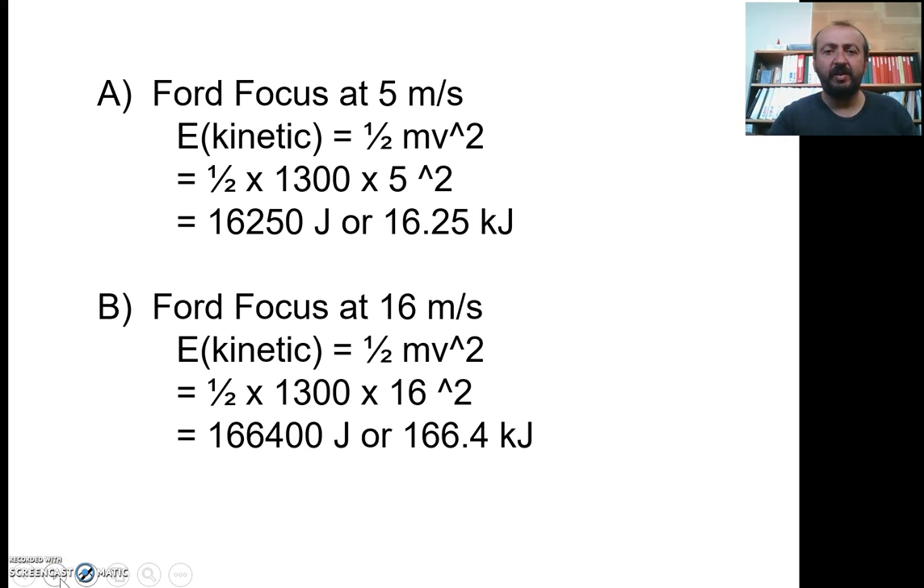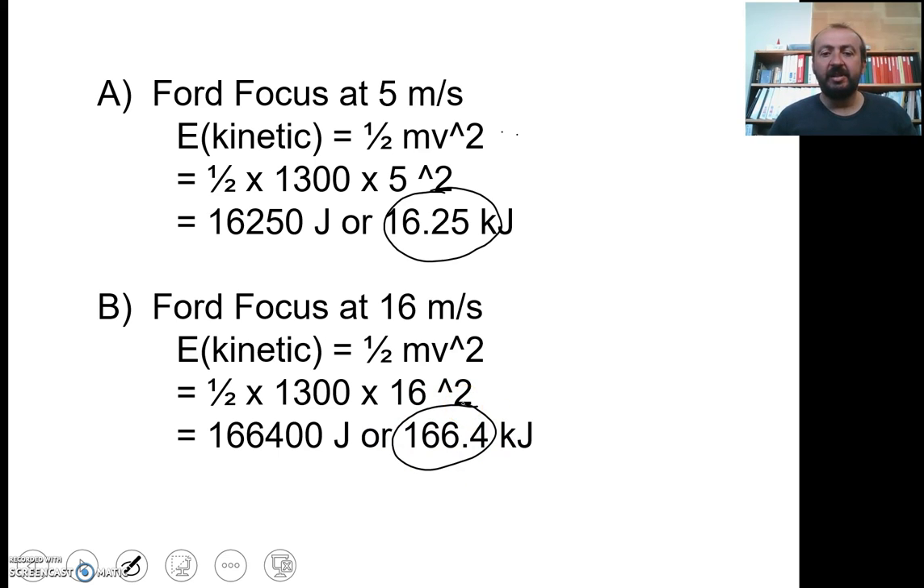Firstly for the Ford Focus at 5 meters per second, its kinetic energy is, there's our formula there, a half mv squared, and that's equal to a half times 1,300 times 5 squared, and that gives us an answer there of 16.25 kilojoules. A kilo meaning 1,000, so it's 16.25 thousand joules. If we do the same calculation for the Ford Focus, but at 16 meters per second, we end up with this answer down here, 166.4 kilojoules. So we see it's a factor of about 10 difference.